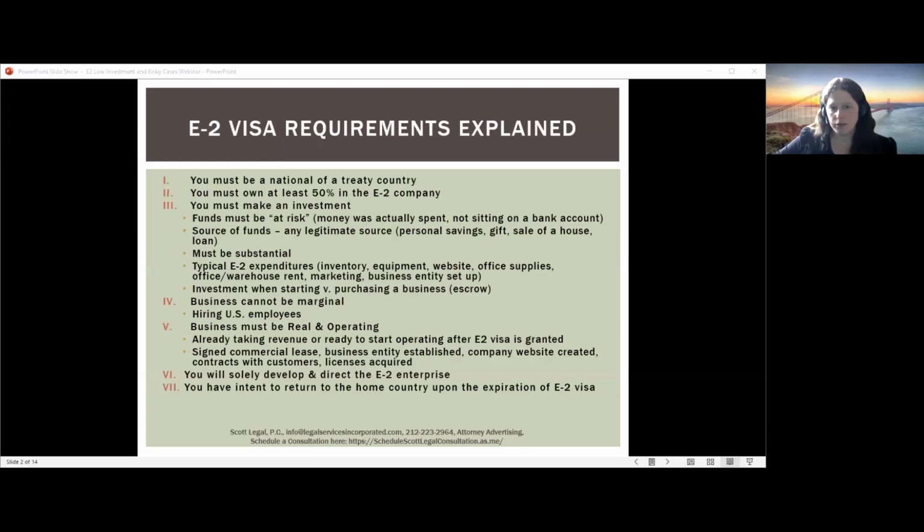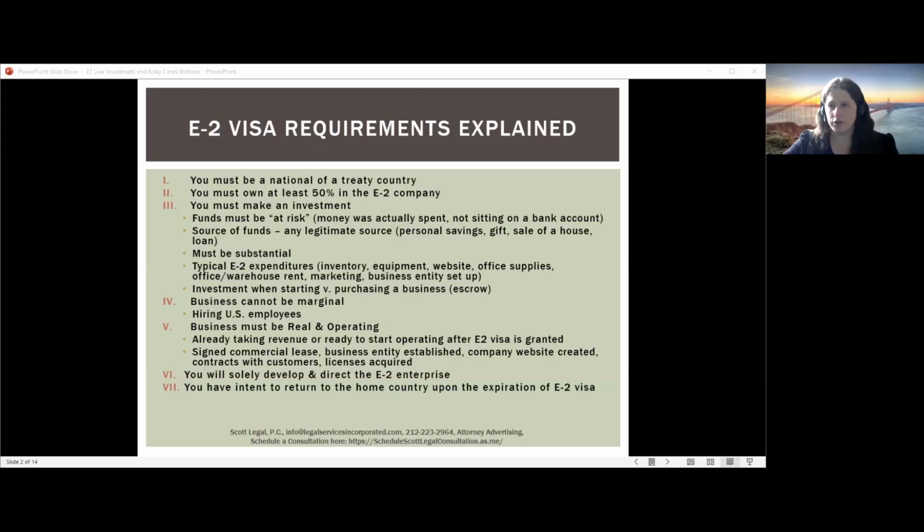So finally, another requirement for the E2 is that you have to have the intent to return to your home country upon the expiration of the E2 visa. So this is a relatively low standard for proving non-immigrant intent for the E2. There's language in the Foreign Affairs Manual that says you don't have to maintain a residence abroad. You can move your entire residence to the United States, and the E2 can also be renewed indefinitely. However, you do need to be willing to declare that you intend to return to your home country once the E2 visa runs out or expires.